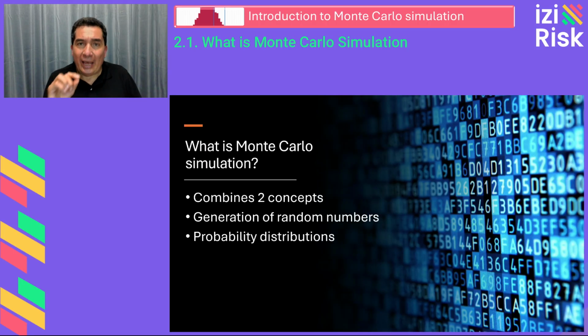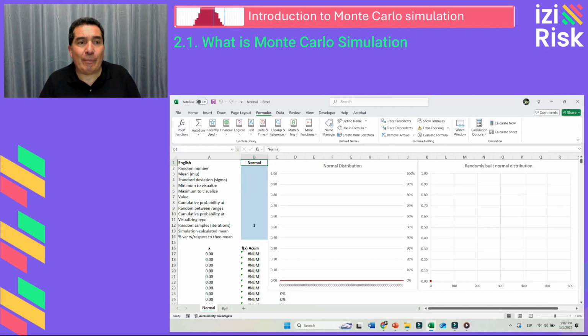Let us recall that Monte Carlo simulation essentially combines two concepts. One, the generation of random numbers, and two, probability distributions. So, generating the random numbers. We begin by generating a random number in Excel. To do this, we use the function RAND. This is a volatile function, meaning it does not require arguments between its parentheses. Every time we press F9, recalculate, a continuous random number between 0 and 1 is generated. This allows us to create random numbers in Excel.